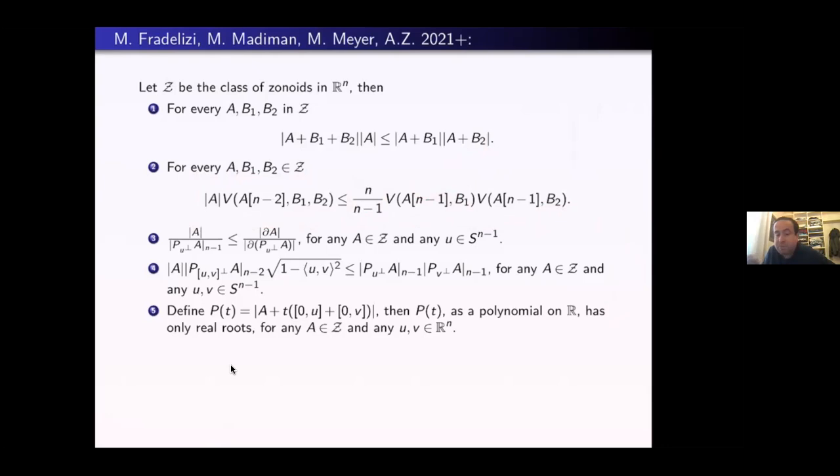Here, it's absolutely essential for me that A is a zonoid. And to prove something like this is a bit tough because the behavior here on A is not linear at all. So this is something that one can be proud of. So we are proud of it. So it turns out that all of these properties are true for zonoids. Moreover, even such an inequality is true for zonoids.